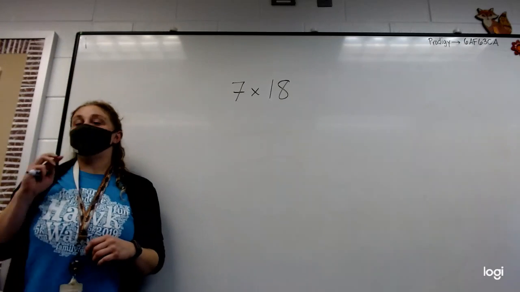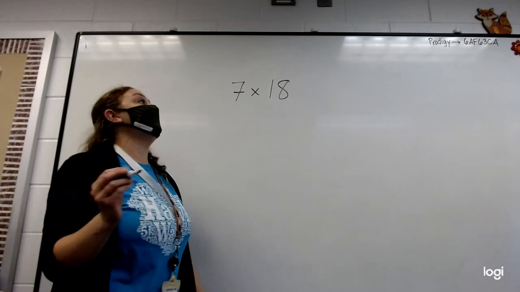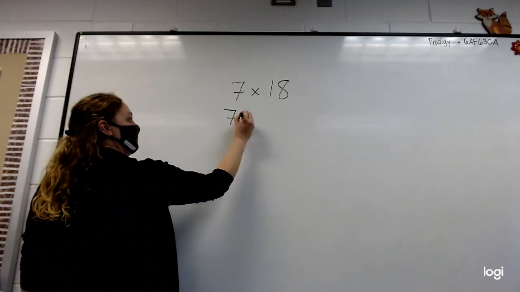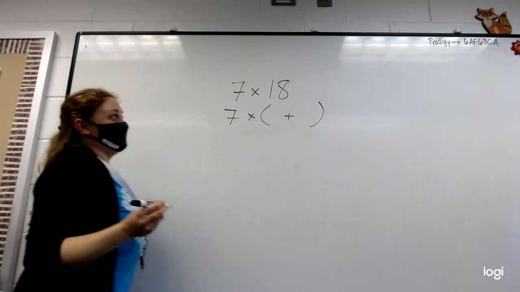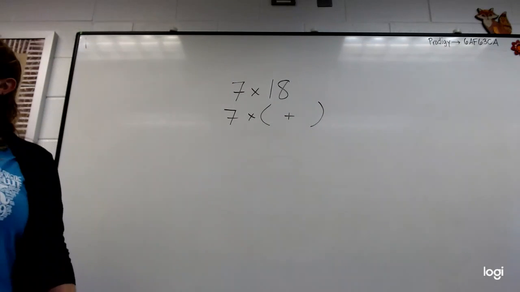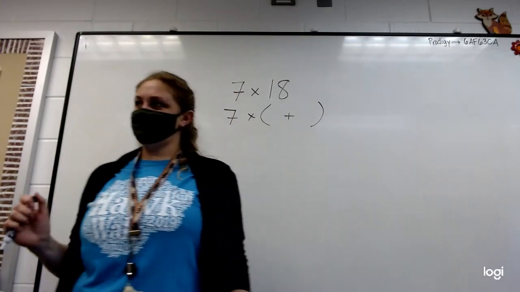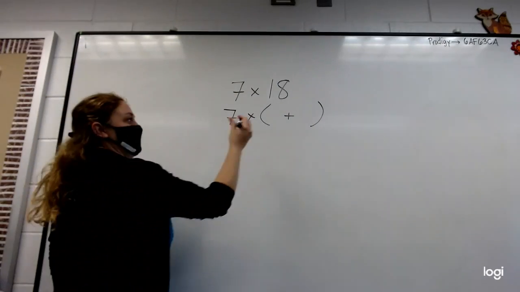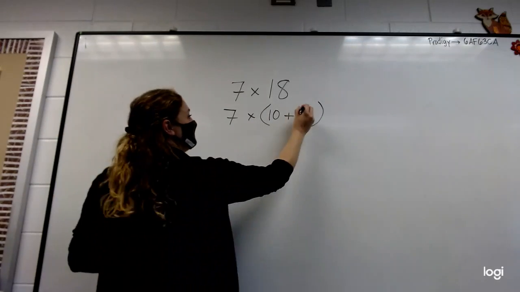All right, which of these two numbers do I need to break apart? Madeline? 18. So let's copy down the rest of our problem. We know the 18 will be two numbers we add together. What are two numbers we can add together to get 18? Try to make it easy on yourself. Quentin? 10 and 8. Anytime you can use a 10, 10 makes things really easy.